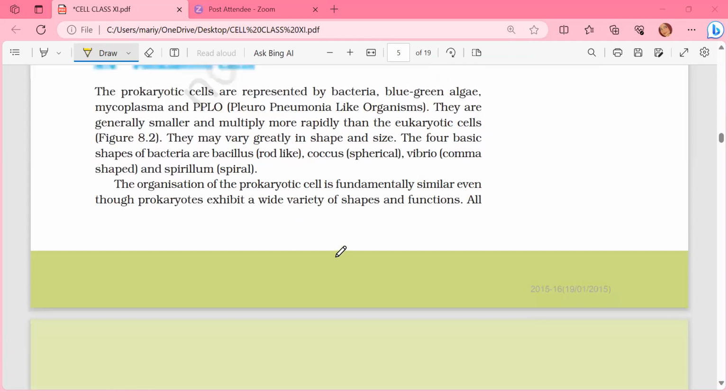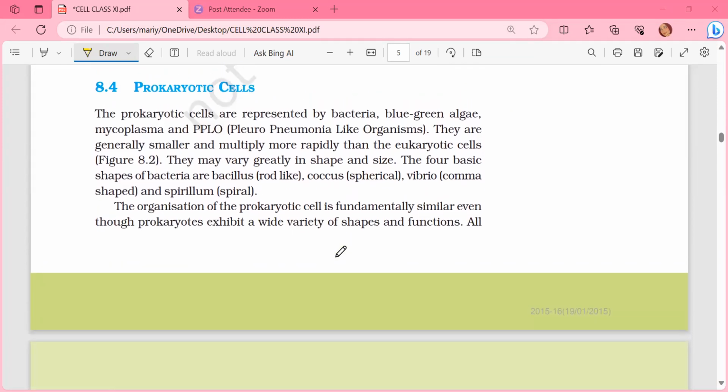Now, moving forward, let us talk about the prokaryotic cells. The prokaryotic cells are represented by the bacteria, the blue-green algae, the mycoplasma, and the pleuropneumonia-like organism. These organisms come under the kingdom Monera, if you remember. So these are representing the prokaryotic cells. They are generally smaller and they multiply more rapidly than eukaryotic cells.